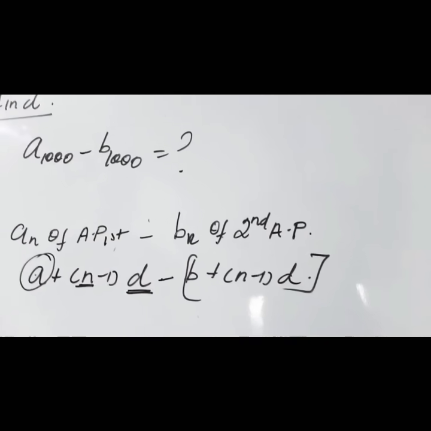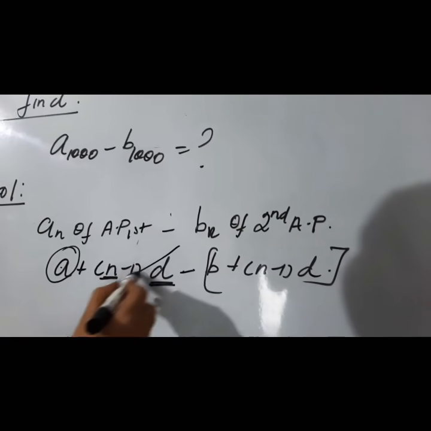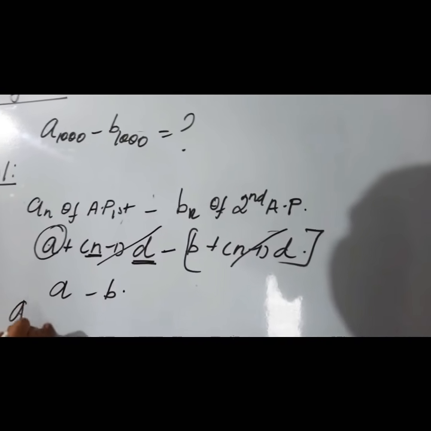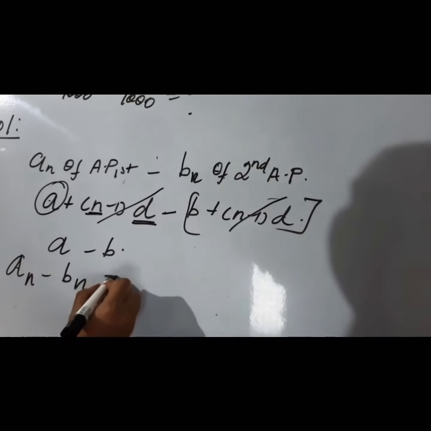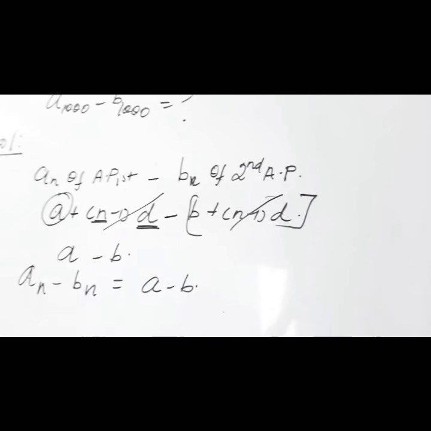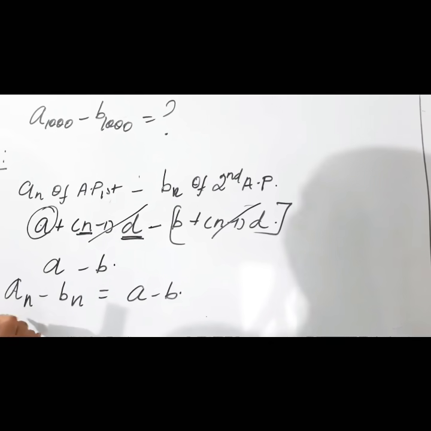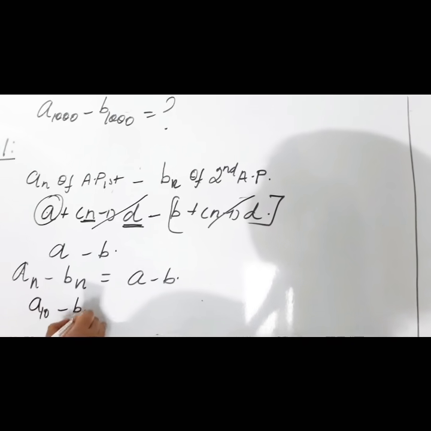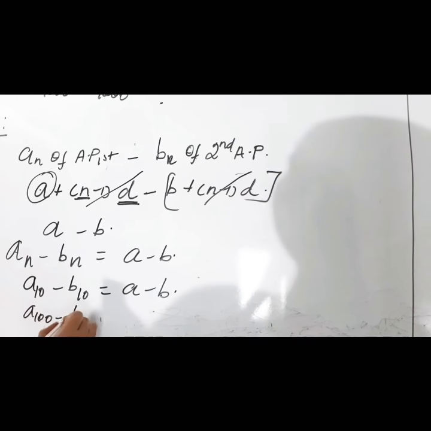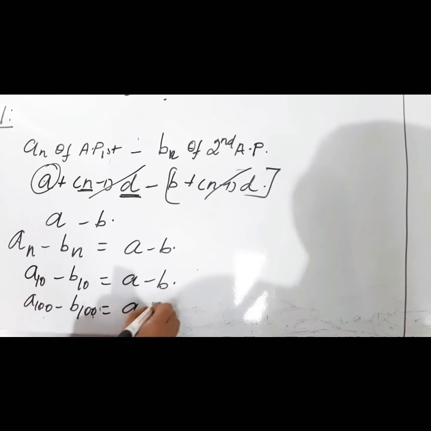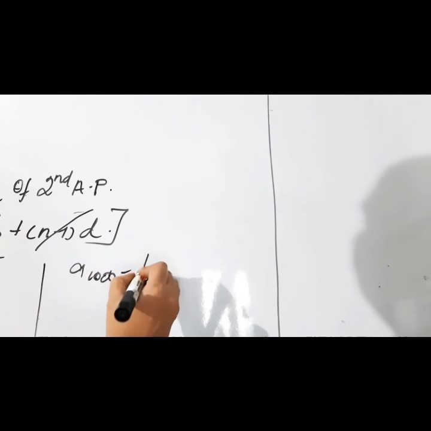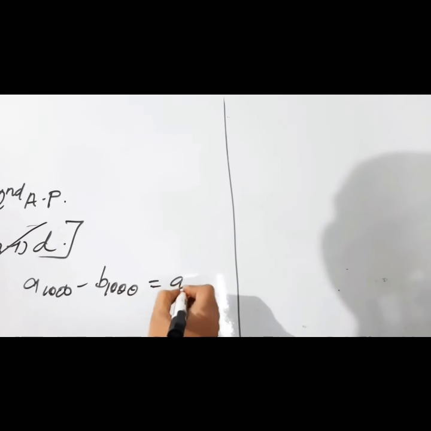It is given in the question that the common difference is same, so you will get A minus B. What is that? An minus Bn is equal to A minus B. If you take An minus Bn, that is equal to A minus B. A10 minus B10 is also equal to A minus B. A100 minus B100 is also equal to A minus B. A1000 minus B1000 is also equal to A minus B.